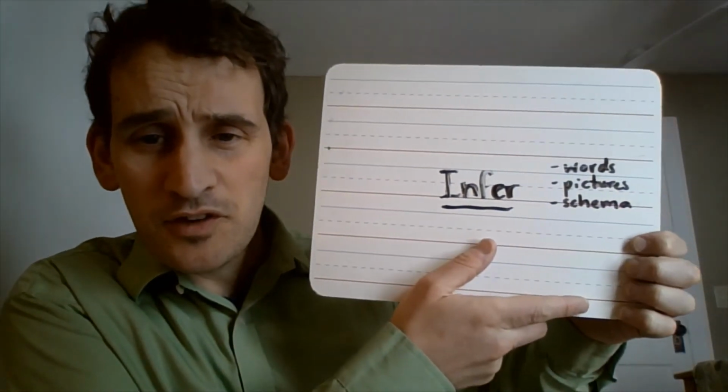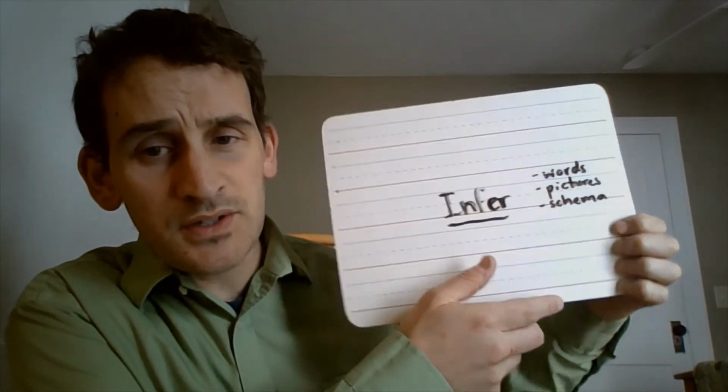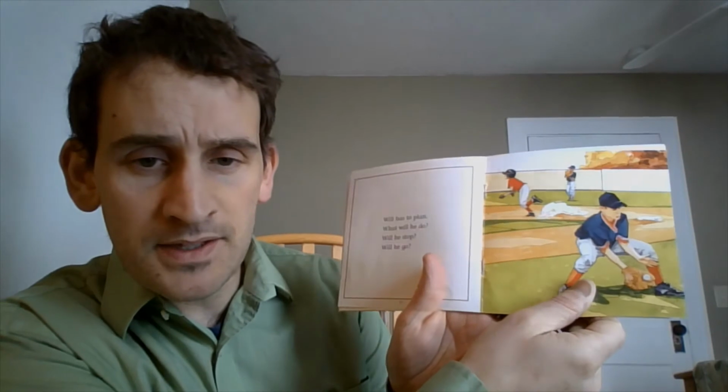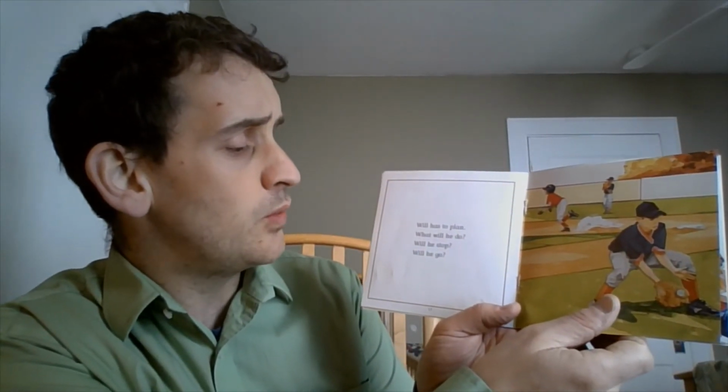Remember how we inferred the front cover on day 1? Well, we can use the words, pictures, and our schema to try and understand what it is that encouraged Will to keep going. So first of all, he had a plan, right? It says, Will has a plan. What will he do? Will he stop? Will he go? So he's got a plan in his mind. What was the thing, do you think, that encouraged him to keep going, to achieve getting to where he could?